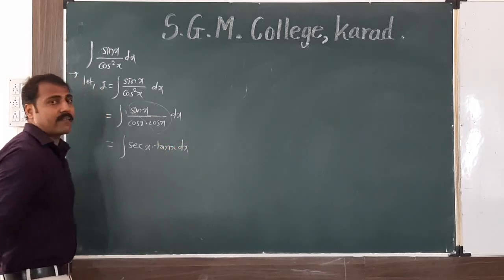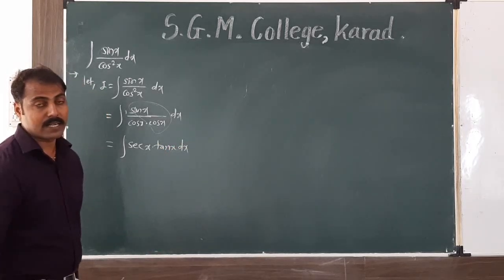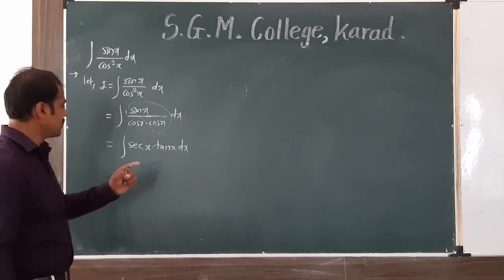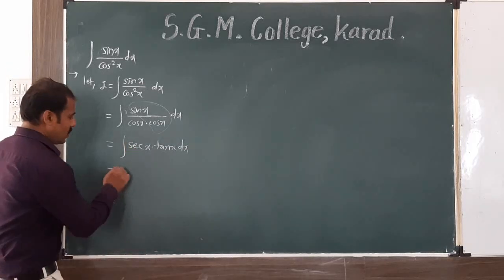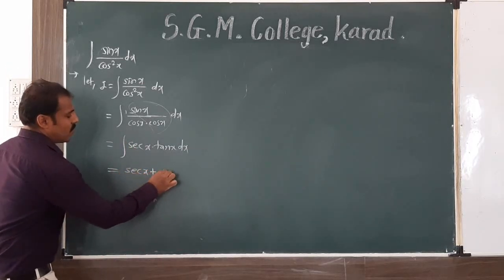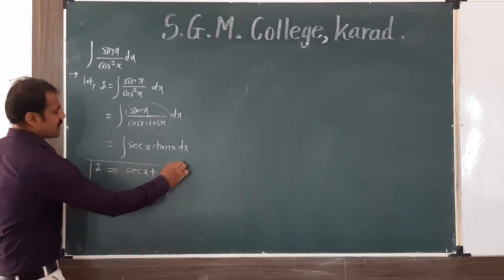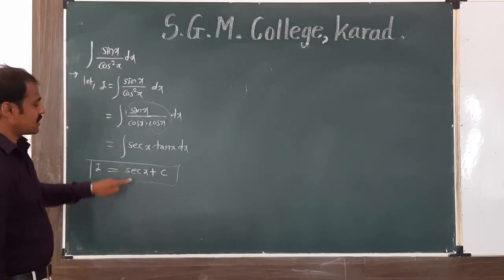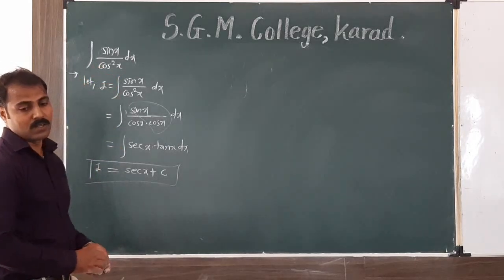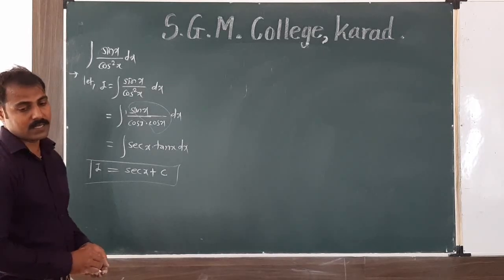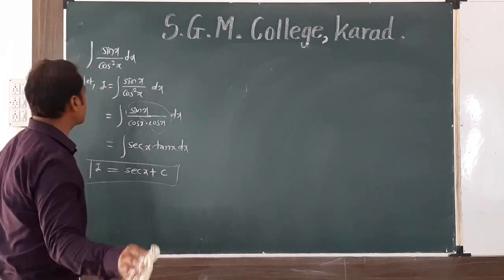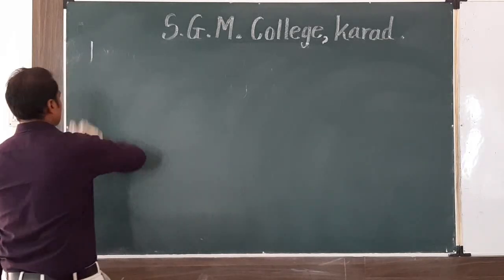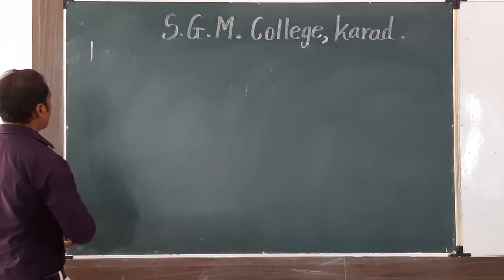Tell me whose derivative is sec x into tan x? Derivative of sec x is sec x into tan x. So integration of sec x into tan x is sec x. So which is equal to sec x plus constant of integration c. Here is the answer of the given question. Integration of sin x divided by cos square x dx is equal to sec x plus c. Okay. Next example is evaluate integration sin x divided by 1 plus sin x.